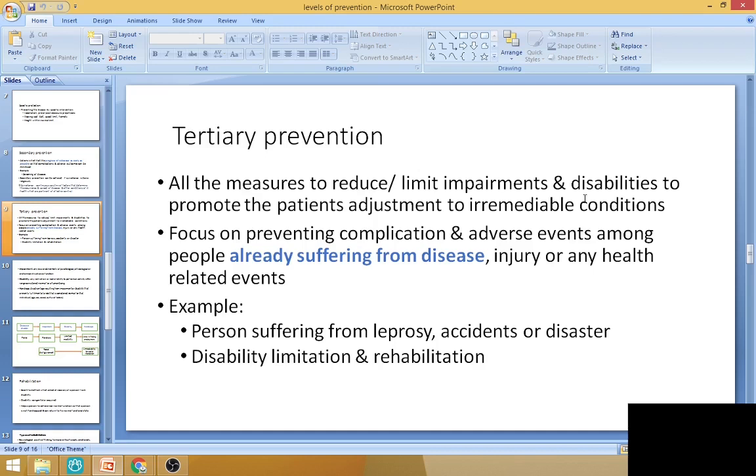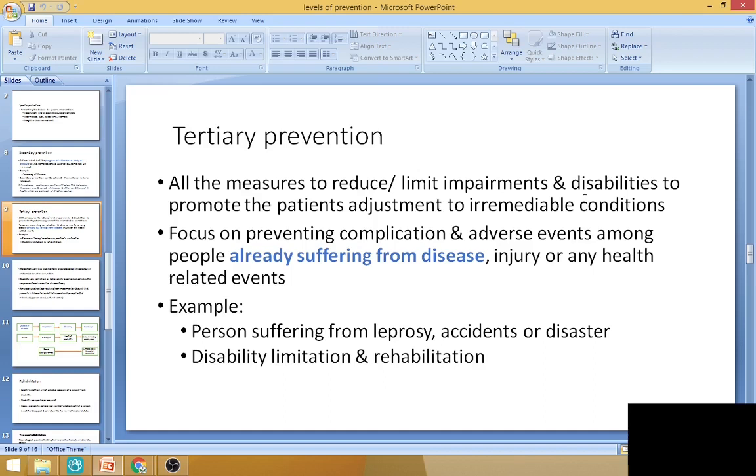That is a complication, right? So now he has developed stroke, and we are going to apply the tertiary level of prevention. Since the person has suffered a stroke, the person may be paralyzed, like hemiparalysis, for example left-sided paralysis, where the left side of the body is paralyzed because of the stroke. Now, since he is not able to move, that is impairment or disability. So we want that impairment or disability to be reduced.